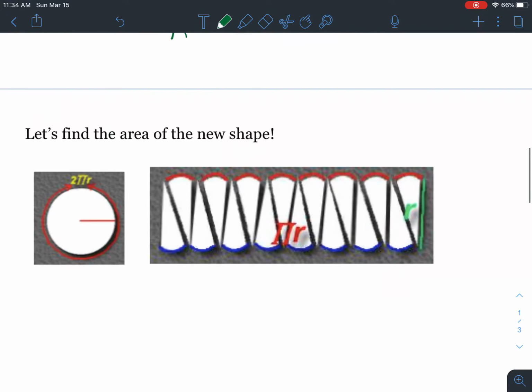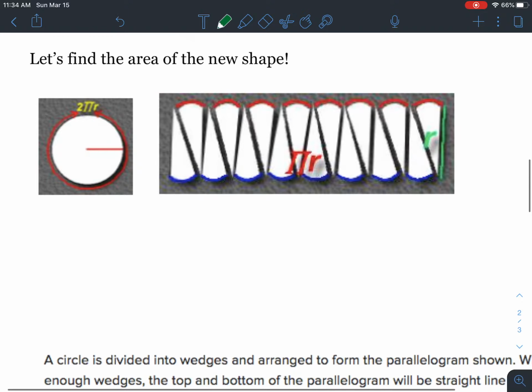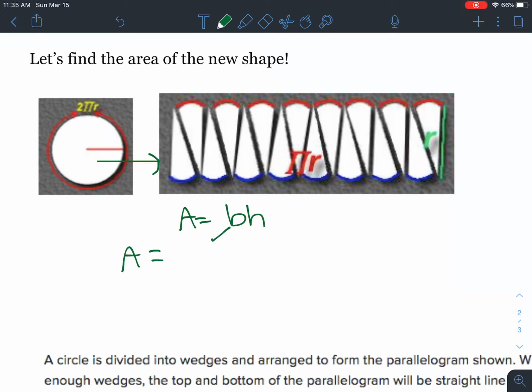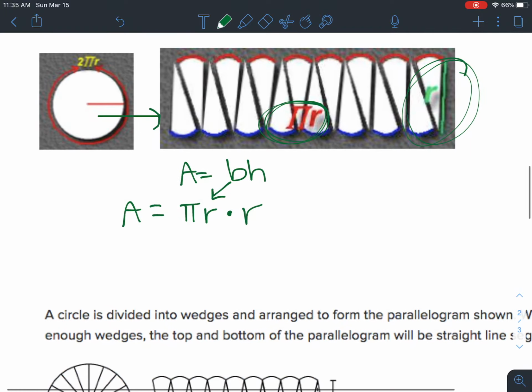And again, they showed you this in the video. They took this circle, broke it into pieces, and now it's that parallelogram. So area equals base times height, and we're going to replace those with what they're equal to in the circle. So the base is half of the circumference. So instead of 2 pi r, it's just pi r. And then the height is equal to the radius of the circle.